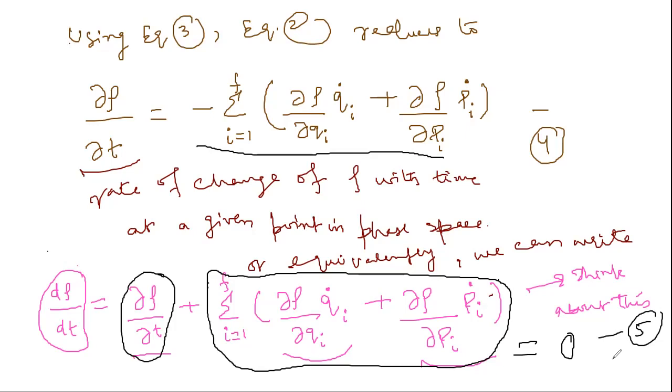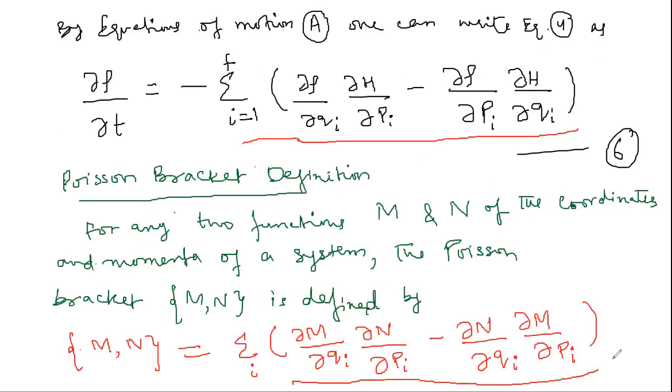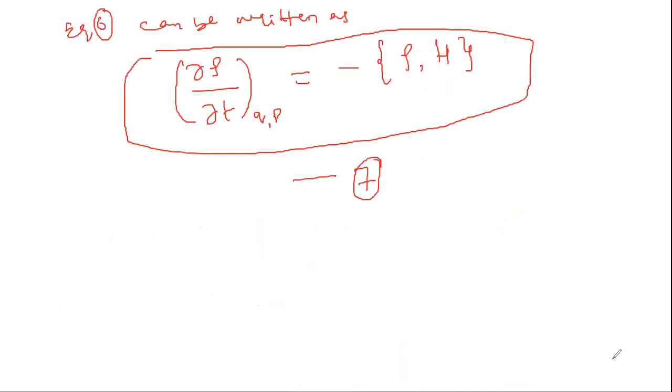Then another form of Liouville's theorem, which we write in the form of total derivative, is equation 5, which is 0, which we named the principle of conservation of density in phase space. It simply says that if you move along in phase space with some point representing a system in the ensemble, you will not see any change in the density with time. That is, rho is conserved in time, of course in the neighborhood of that particular point. Then we wrote this partial derivative of rho with time using the definition of Poisson bracket.